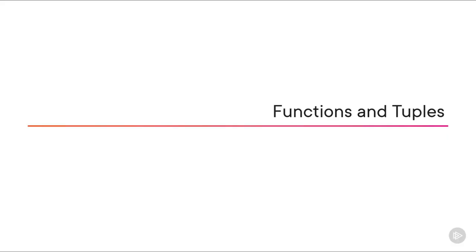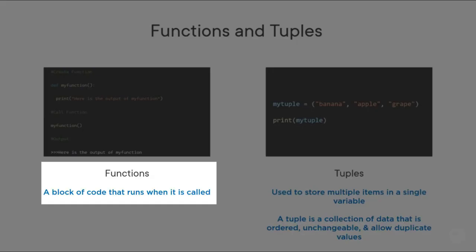Next up are functions and tuples. Now, we're not going to dive deep into these, but it's very important for you to understand what functions are and what tuples are. So functions are a block of code that is run when it's called. And so we can define a function, and within a function is a block of code. And once that's defined, later on in our code, or maybe even from other scripts, we can call that function and it will execute that code.